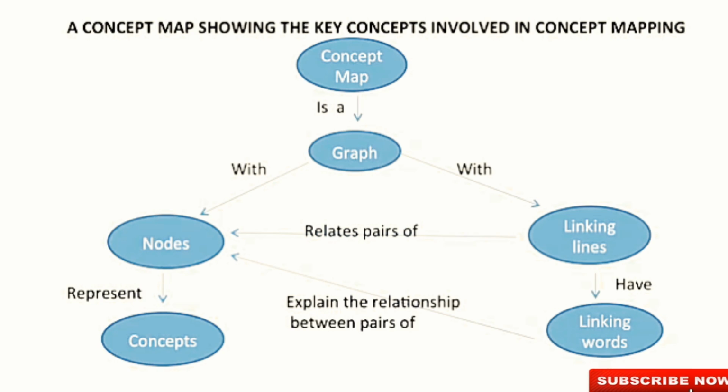For example, if we have to see a concept map of concept mapping, it can be depicted in the following way. First, we have the concept map, and then gradually we can say it is a graph which has nodes and linkages. These nodes represent the concepts and the lines represent the linking words, and the linking words can be explained by the relationship between the pairs which are there.